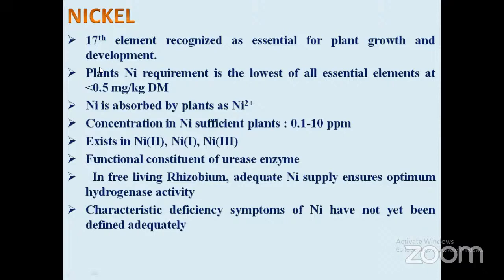So nickel essentiality: it is the latest micronutrient to be recognized as an essential element, by Brown, Welch and Carey in 1987. Plant nickel requirement is the lowest of all the essential elements, less than 0.5 ppm. Nickel is absorbed by the plant as Ni2+. It exists in Ni2+ form, but it can also assume Ni+ and Ni3+ forms. The sufficiency range of nickel in plants is 0.1 to 10 ppm.